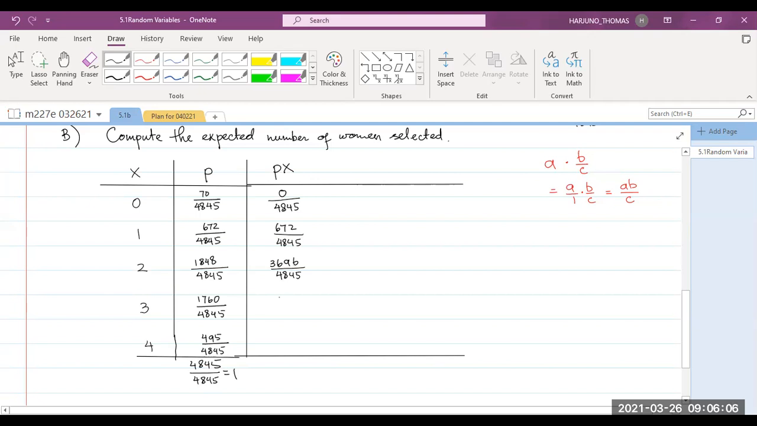Okay, and the third one, 3 times 1760. That would be 5280 over 4845.